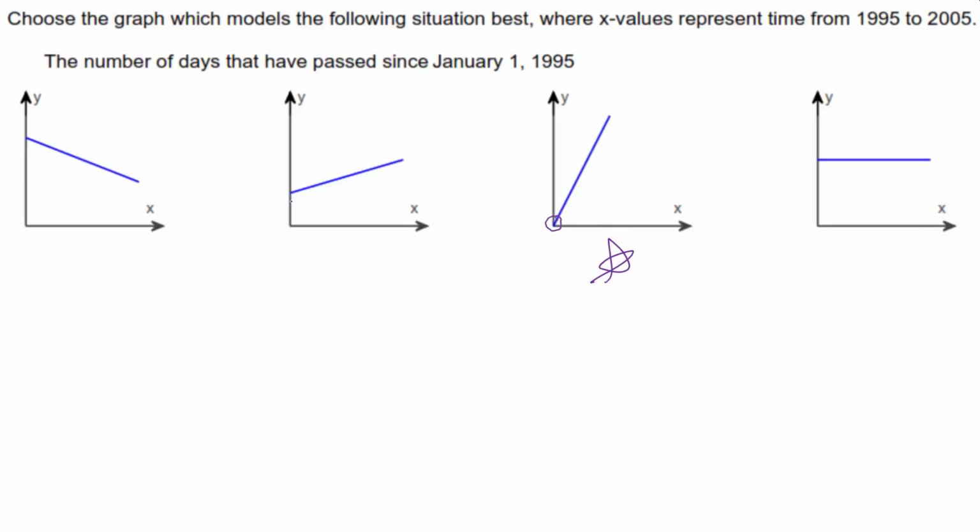Now, this one is also going up and to the right, but at time zero, it's not showing a 0 point here. So that one is not it. This one's decreasing, so that's not it. And this is constant, so that one doesn't make sense. So the only one that makes sense here is the one that starts at 0 and is increasing from left to right.